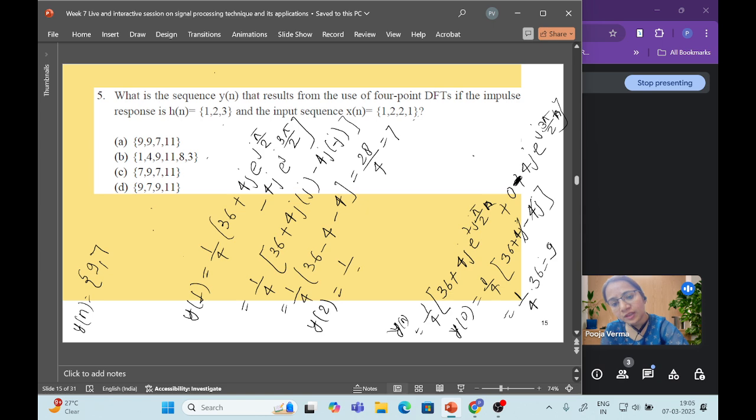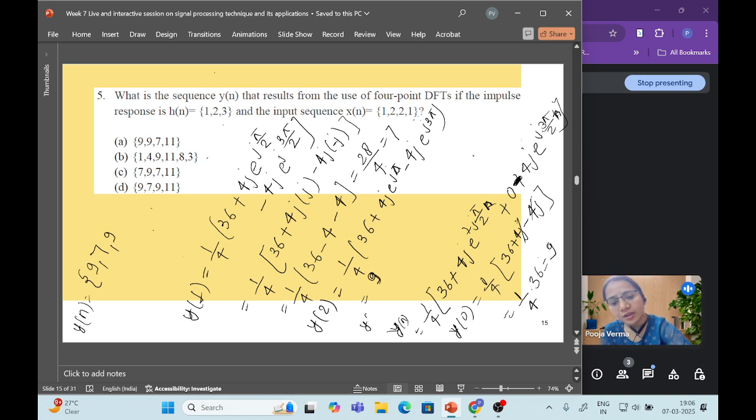So you will get 1 by 4, 36 plus 4j e to the power j pi minus 4j e to the power j 3 pi. Now further you will do that, you will get j and j, and this will cancel out, so you will get the value 9.